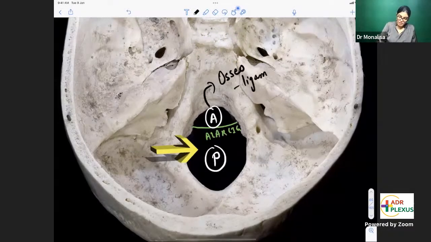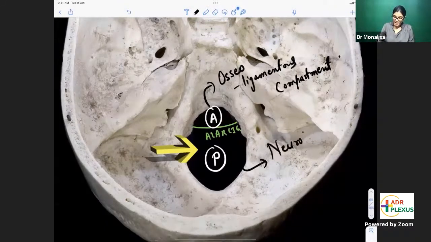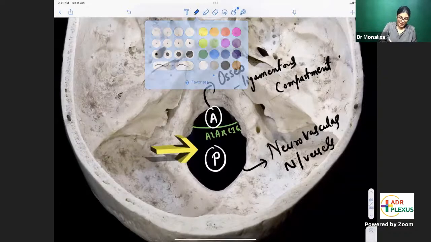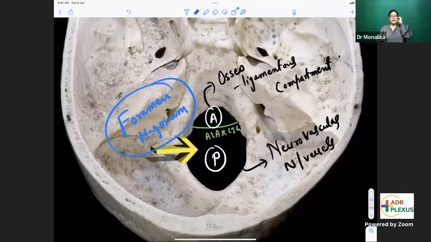The anterior one is the osteoligamentous compartment. Why is it osteoligamentous compartment of foramen magnum? Because no nerves and vessels pass, only ligaments pass through it. The posterior one is called the neurovascular compartment, because nerves and vessels are traversing through it. So foramen magnum is divided into two compartments: the anterior one through which only ligaments pass is the osteoligamentous compartment, and the posterior part through which neurovascular structures traverse.